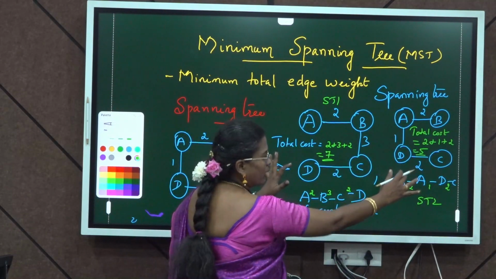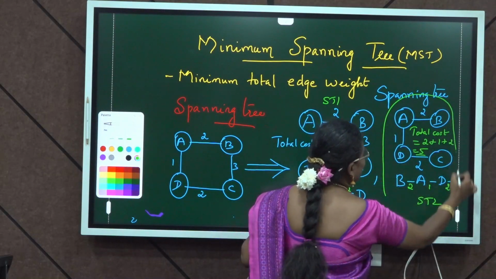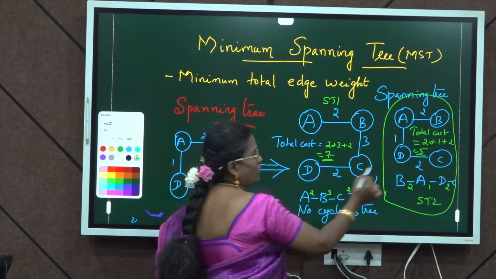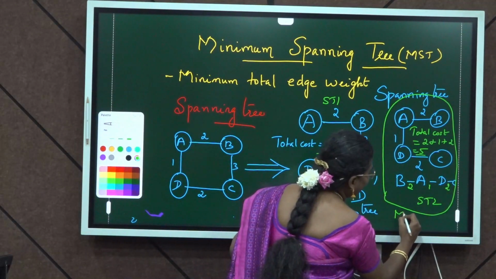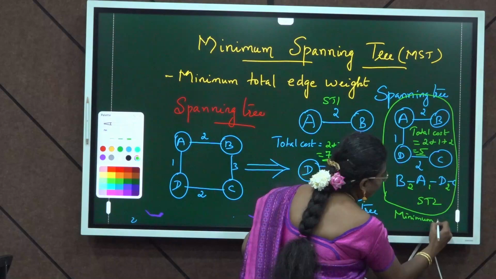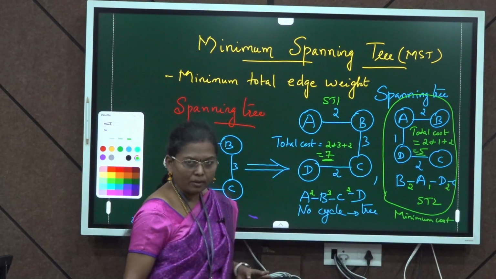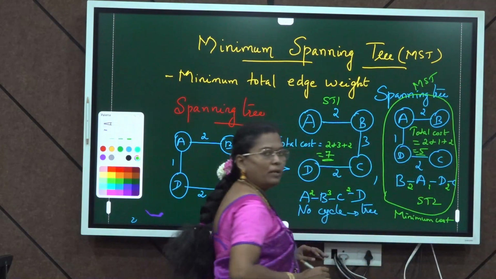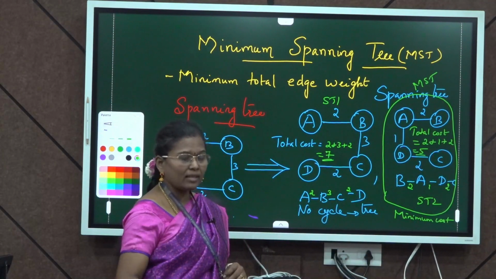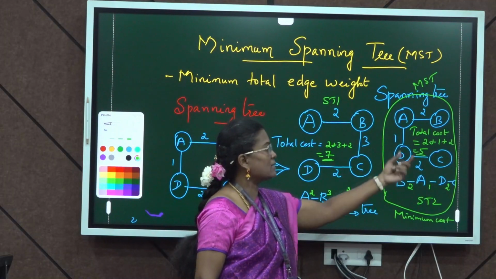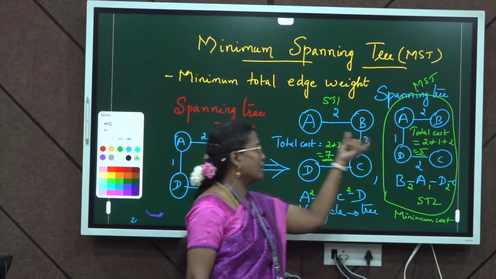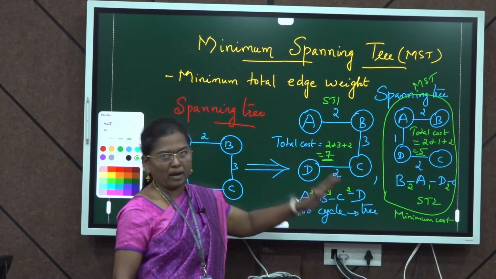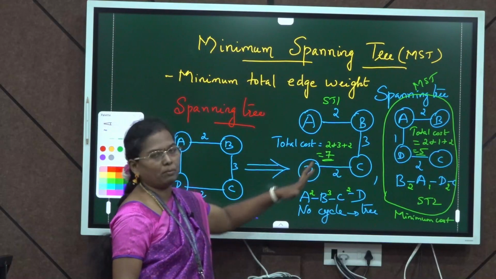Out of these 2 spanning trees, I have found that this specific path is having a minimum cost. This is having 7, whereas here we have 5. So this is having a minimum cost, and thereby this spanning tree is called an MST, minimum spanning tree, as this specific spanning tree has a cost comparatively lesser than the first one. Likewise, you can explore the different spanning trees for a given graph and you can find the minimum cost.